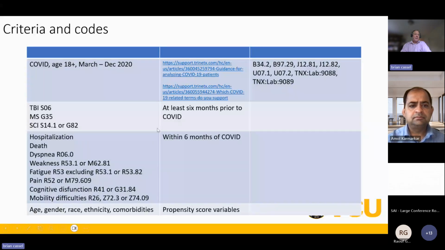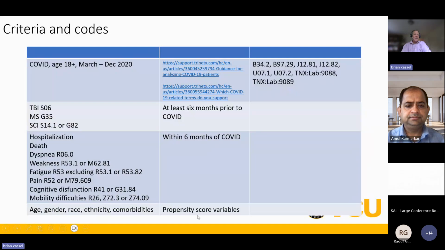And the way I operationally defined the time frame for people who didn't have it was that they didn't ever have TBI, MS, or SCI before COVID or in the 6-month outcome window. The outcomes are shown here with the codes, and that's within 6 months after COVID.